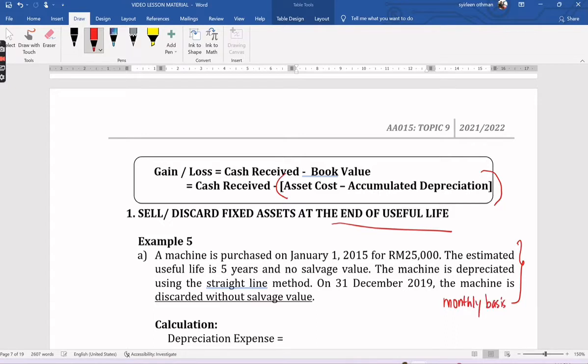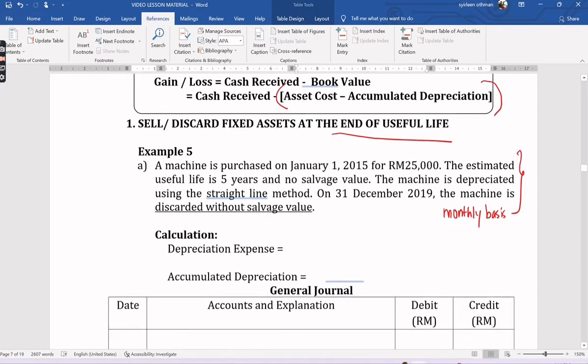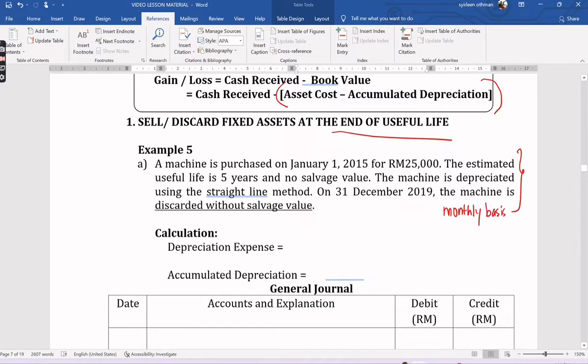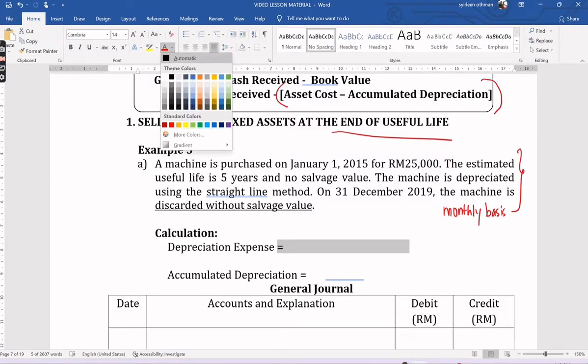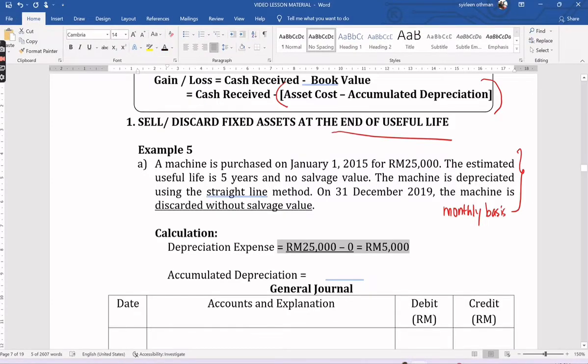Alright, okay, so how do we calculate the depreciation expense? Okay, so kalau you tengok dekat sini, we are using straight line, but the rate or the percentage is not given, but you have the value of the asset, you have the salvage value, and you also have the useful life year. So kita boleh terus kira depreciation. So the depreciation expense for 1 year is 25,000, okay, minus 0 is the salvage value, okay, and then kita akan divide dengan dia punya useful life, that is 5 years, okay. So the depreciation expense for 1 year is 5,000.